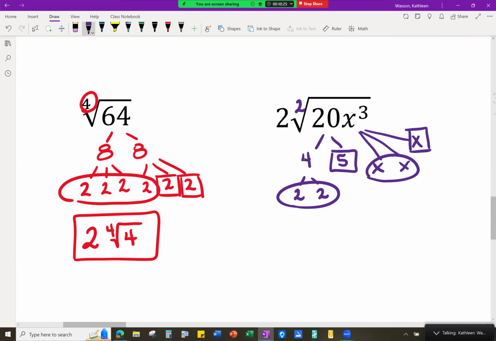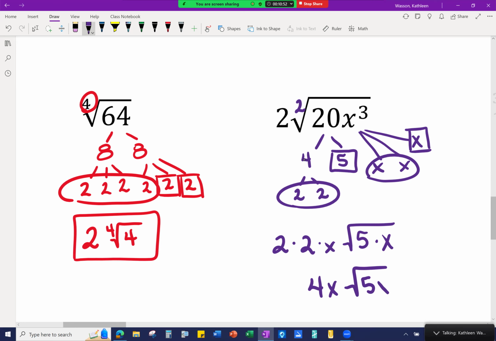I started with a 2 outside. So I still have the 2 that's outside, and I bring out a 2 to represent this group, and an x to represent the second group. And inside my square root, I have 5 times x. We'll multiply together everything outside, which gives us 4x. And we'll multiply these together inside, which is 5x. That one's simplified.